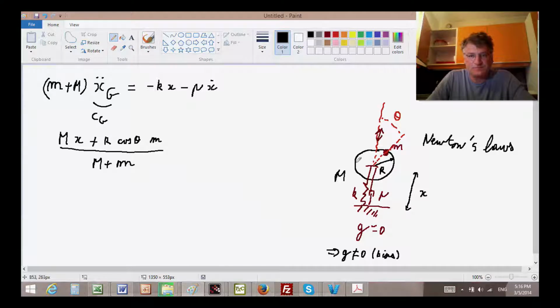Now we can add the following thing, which is that theta will be equal to omega t, where omega is the angular velocity. Another way of saying it is that theta will be equal to v over r times t, where v is the vehicle speed.